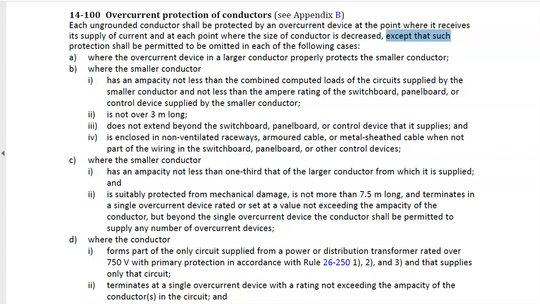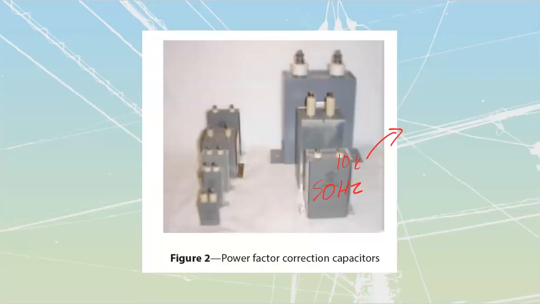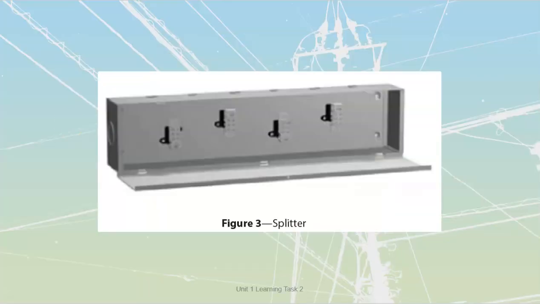What we should have on number 1 says that we don't need to have a breaker where the overcurrent device in the larger current properly protects the smaller conductor. What this would be talking about is where I might have upsized my conductors. So where I'm going to have a 200 amp breaker, let's say, and that 200 amp breaker is going to be feeding out a long distance to another component. And I might have upped this thing.